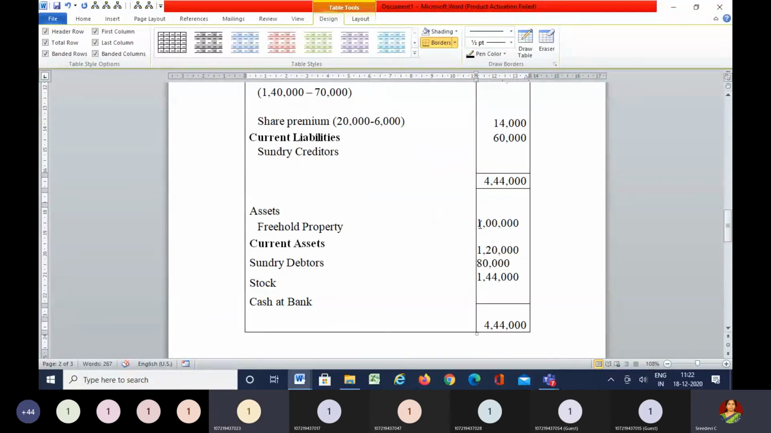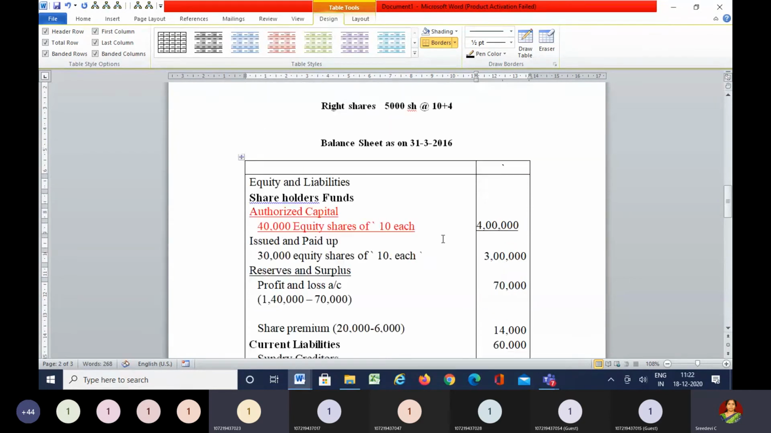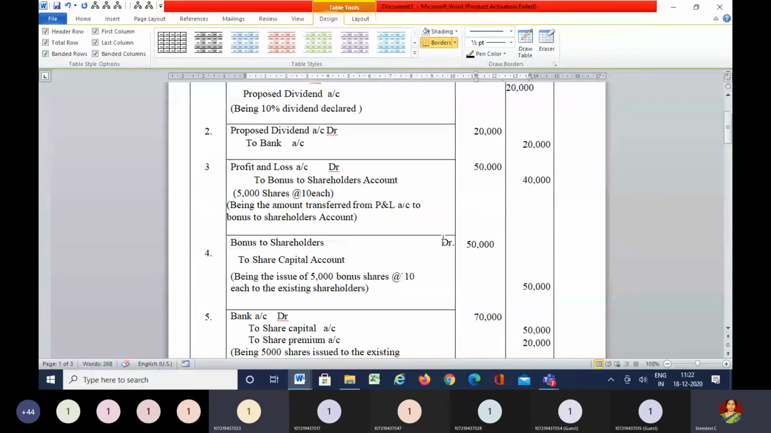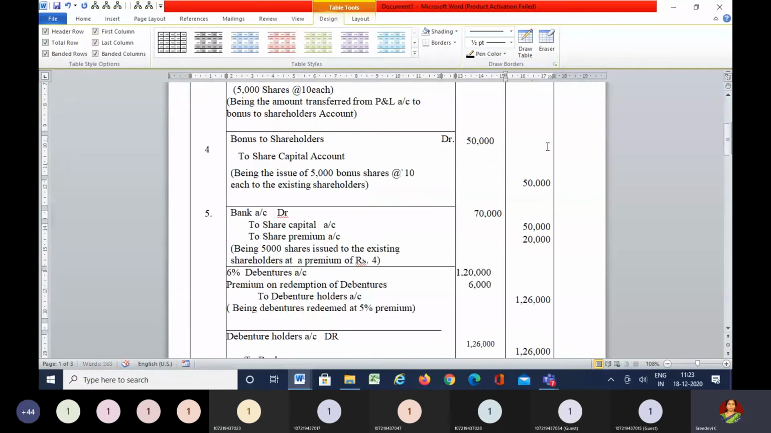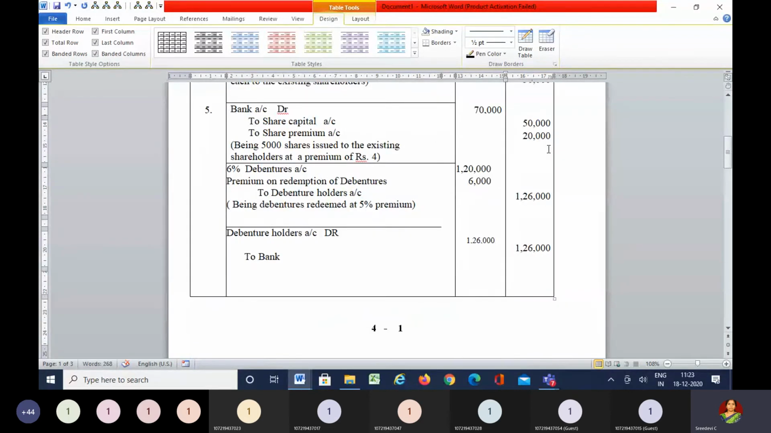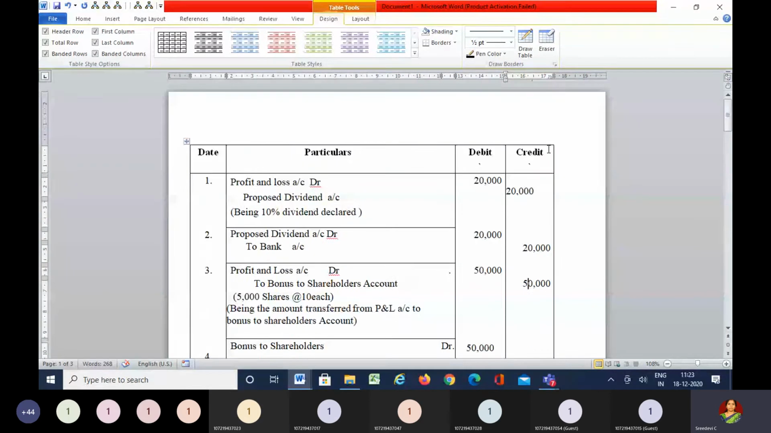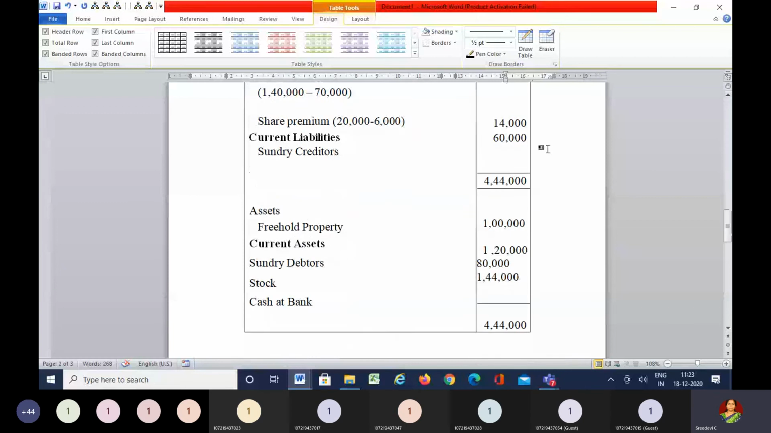Ma'am, a small change in the third journal entry. What is that? Did I make any mistake while doing it? Here the amount is 50,000. Okay, thank you. So the rest is all fine? Yes, ma'am. So I will share this with you all. You can copy this in your book, and please try to even learn it. Don't just blindly copy the things.